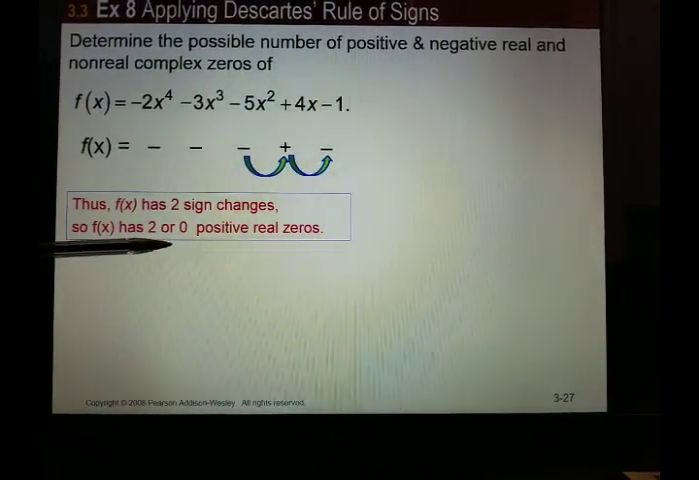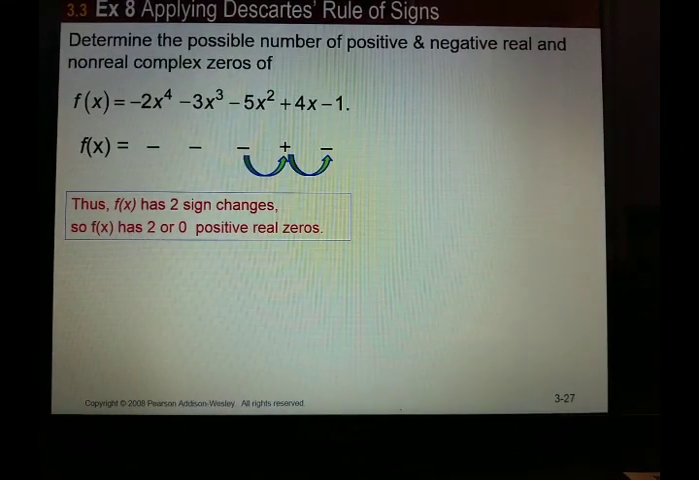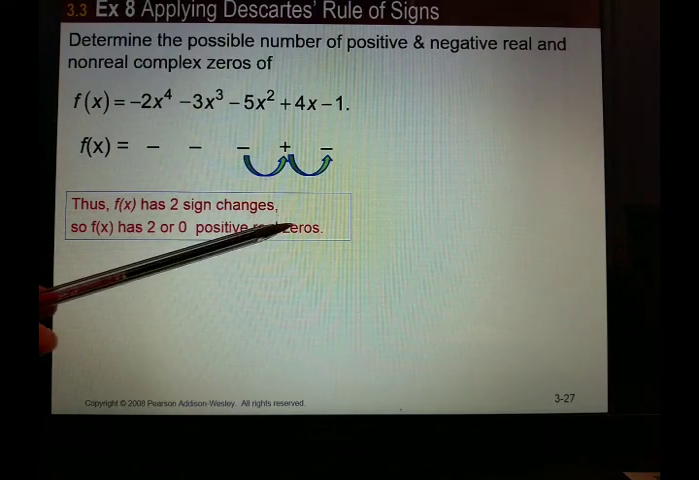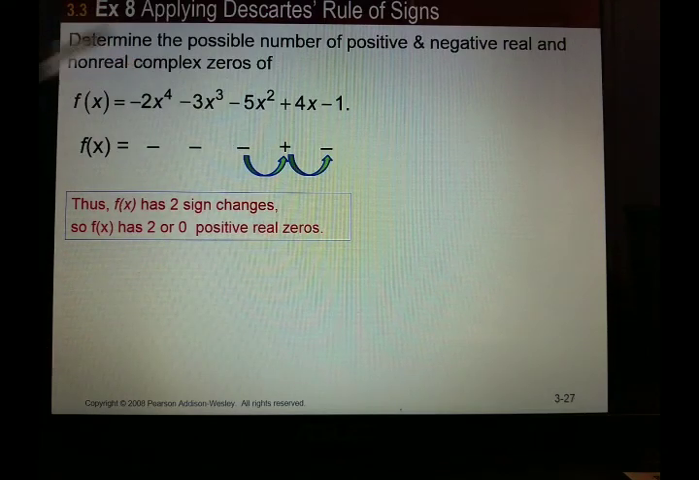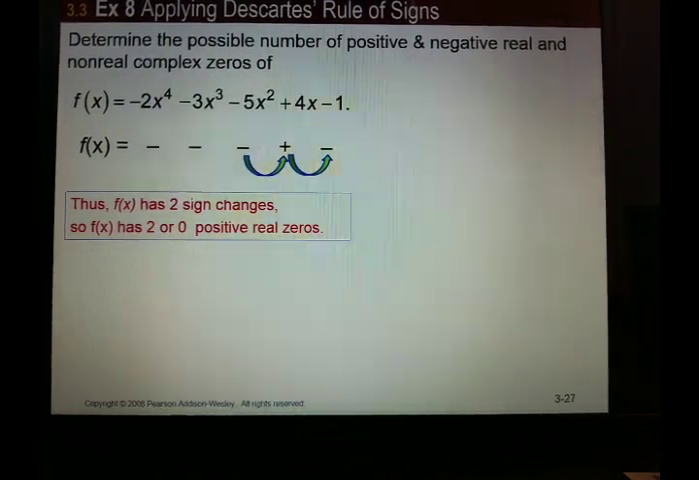Now, I use the words roots and zeros interchangeably here. I prefer to call these roots. Our book prefers to call them zeros. Like I said, I'll just interchange those words.